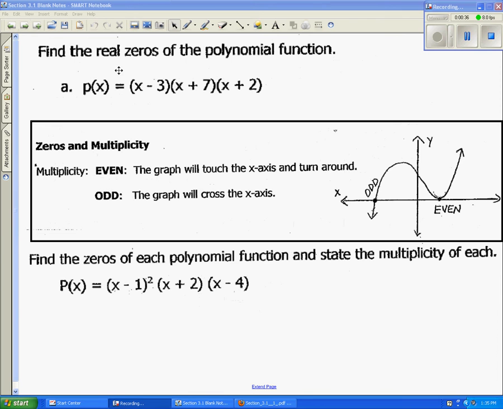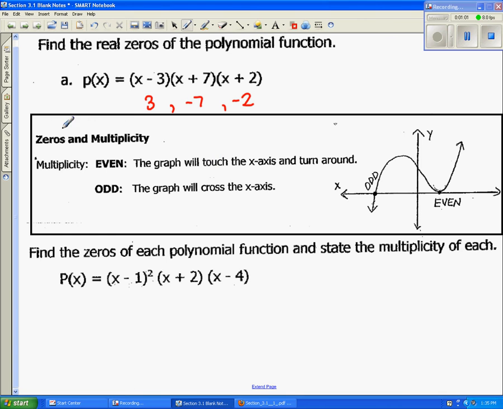Next, when we're talking about zeros of polynomials, that's when we set all of these factors in factor form equal to 0 and solve. When you get x minus 3 equals 0 and you solve, you're going to get 3, you're going to get a negative 7, and you're going to get a negative 2. That's when we set each one individually equal to 0 and solve.